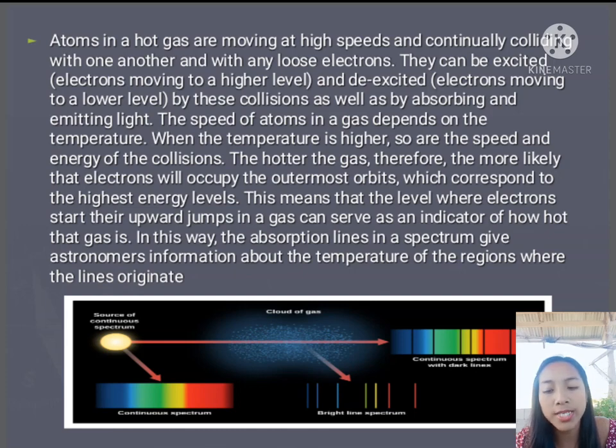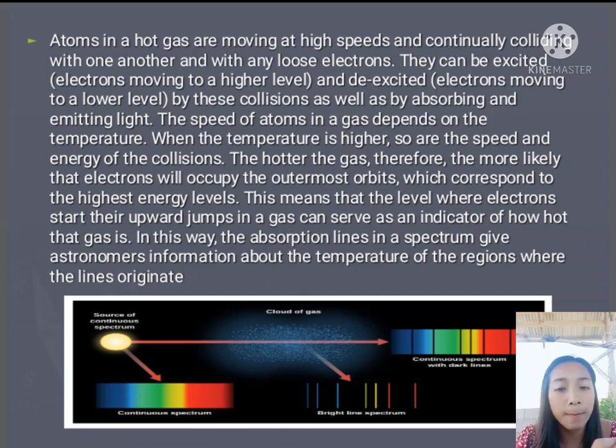When the temperature is higher, so is the speed and the energy of the collisions. So the hotter the gas, the more likely that electrons will occupy the outermost orbits, which correspond to the highest energy levels. This means that the level where electrons start their upward jumps in a gas can serve as an indicator of how hot that gas is. So in this way, the absorption lines in a spectrum give astronomers information about the temperature of the region where the lines originated.